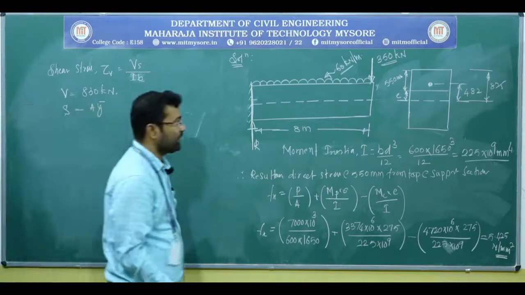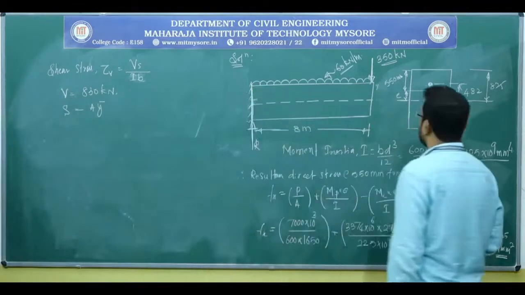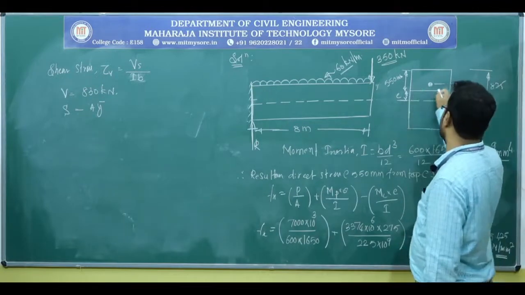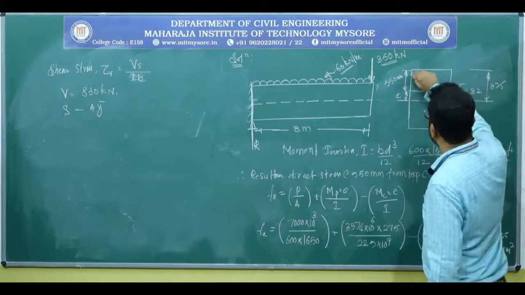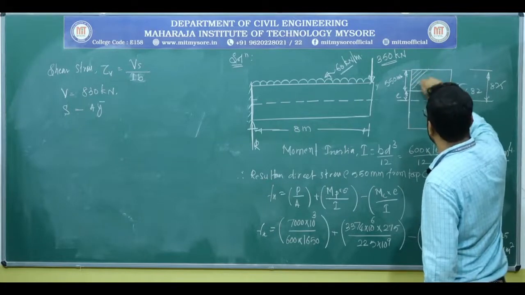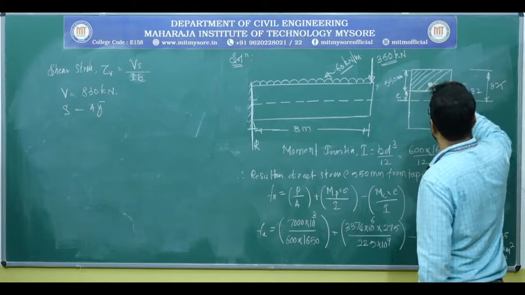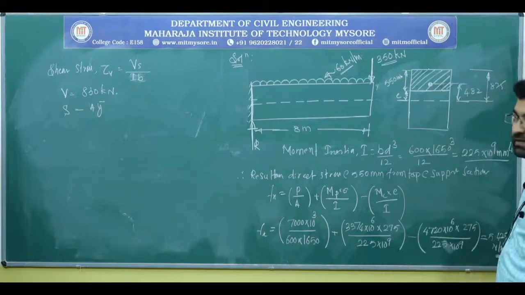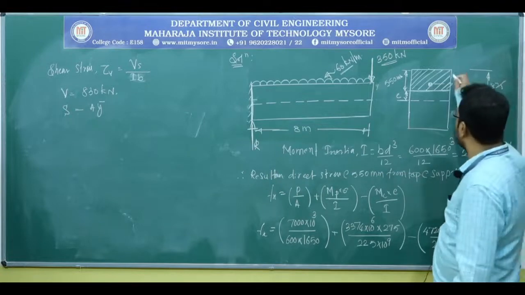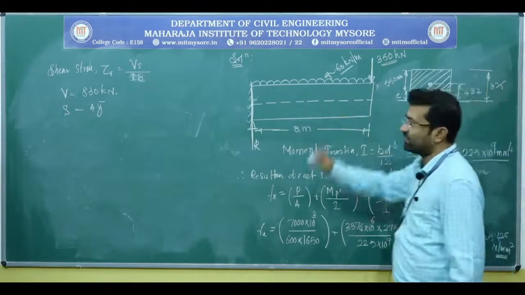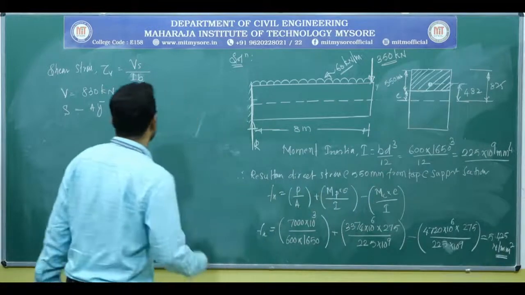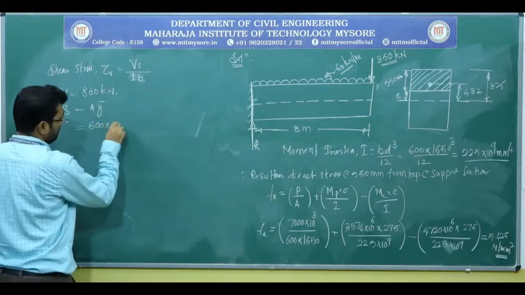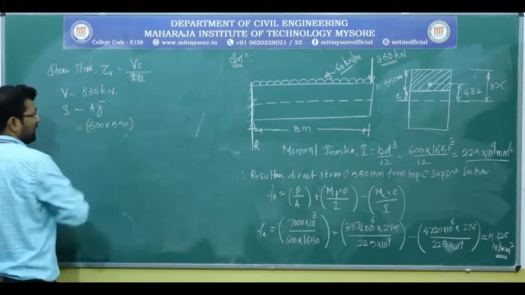This is an important parameter. Whenever we are calculating the stresses at any level, so here we are calculating stresses at this level, we have to consider the portion of the concrete above that level for the calculation of the static moment. Okay. So here I am considering this much area of the concrete. So that is 600 into 550. 600 into 550 is the area.